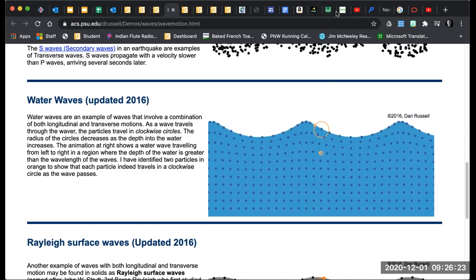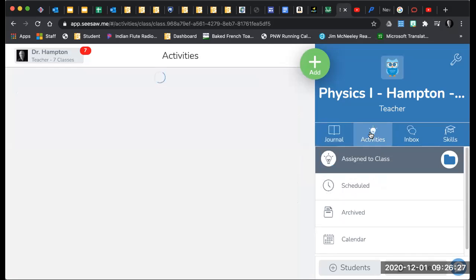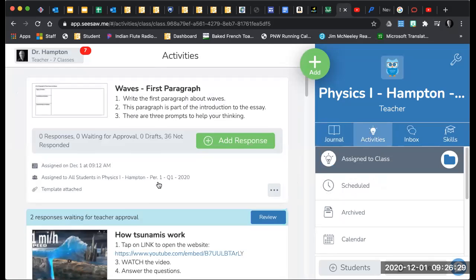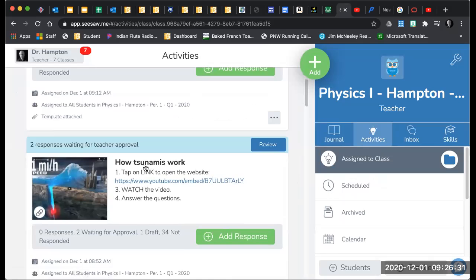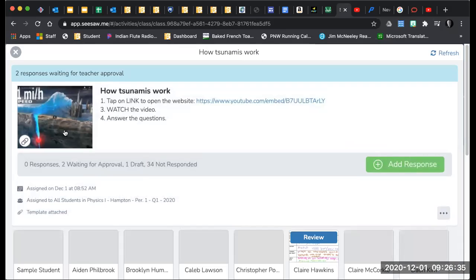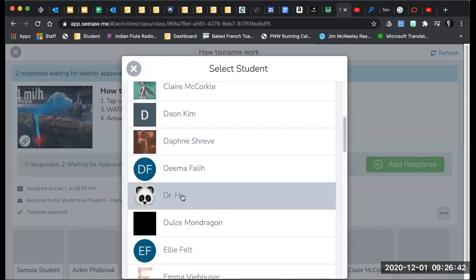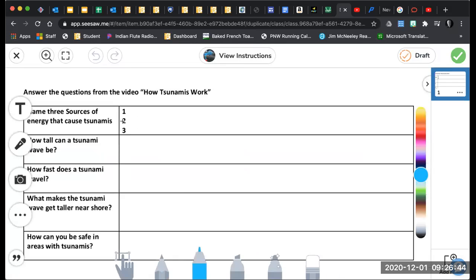So what I would like you to do today in Seesaw, we have two activities for you to work on. And the first one is this one about how tsunamis work. There's a cool little video, so watch the little video, and then pick your name, and then go in and answer the basic questions about tsunamis, all right?